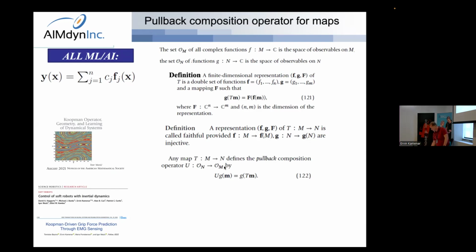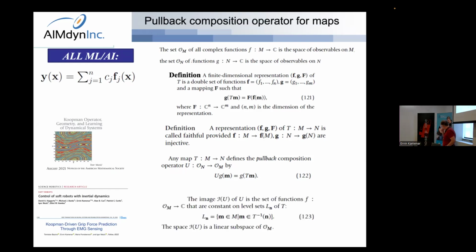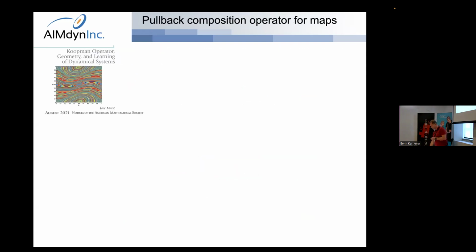So interestingly, there is a pullback composition operator that goes between these two spaces. And so you take the lifters, so G, you apply T to point M, and then you define that to be U on G of M. Isn't this interesting? It has some complexity to it, because the image of this set is the set of functions F that are constant on level sets of T, right? If you have level sets, so your T maps this whole circle into one point, then the function that you're defining must be constant on that circle. So that's a restriction. It's different.